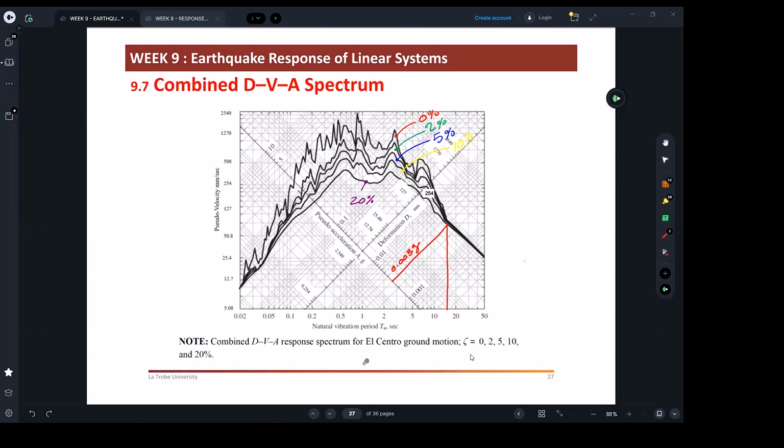Okay, so this is basically a plot which is available in the textbook, and it's plotted for El Centro. So I just want you to know how to use it, because it will be used in some of our examples, or you may be asked to use it in a final exam as well. So make sure you understand how to read it. Make sure you know how to use it and get whatever we need to get out from it.